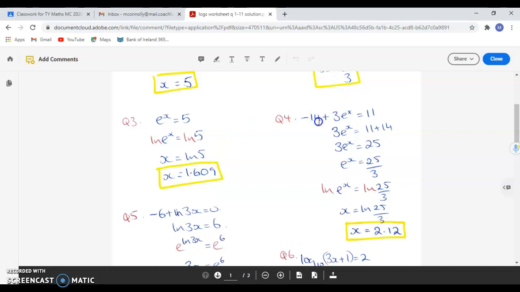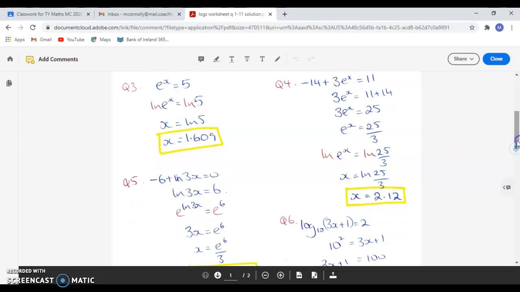Question 4. Minus 14 plus 3 e to the x equals 11. So first thing is I want to bring that minus 14 over, becomes plus 14. Then I want to move this 3 over to the other side, so it goes down and divides on the other side. Now I can introduce the ln on both sides, so you want to isolate that as much as possible. So introduce your ln on both sides, so you have the ln of e to the x is equal to ln of 25 over 3. So the ln and the e cancel each other off, so you're just left with your x on the left hand side, and I just put this into my calculator, ln of 25 over 3.